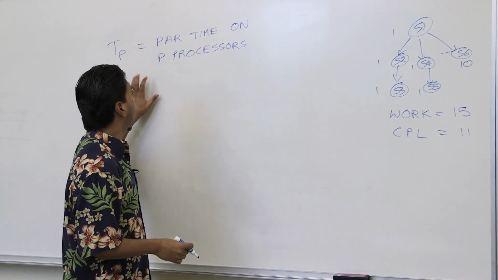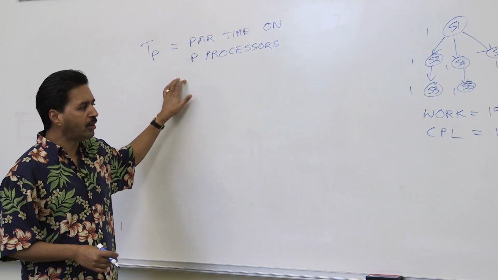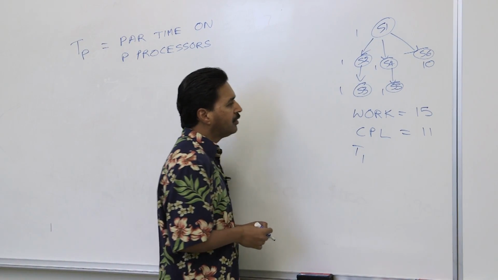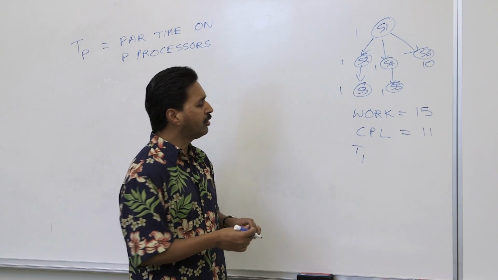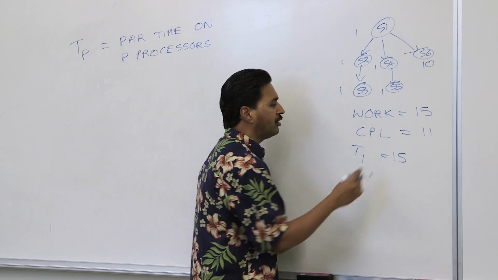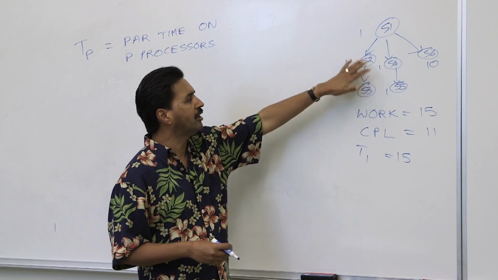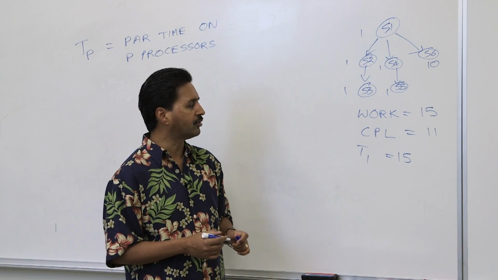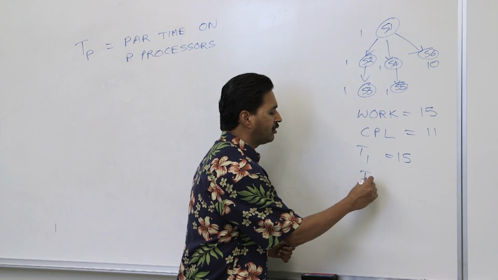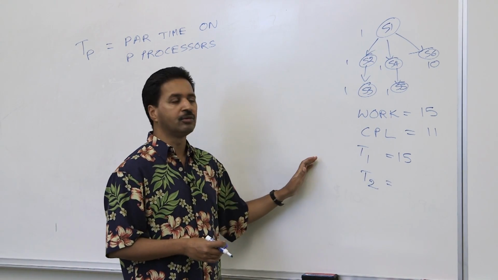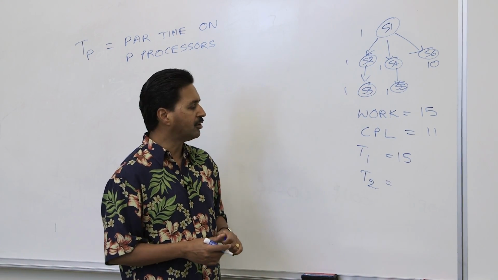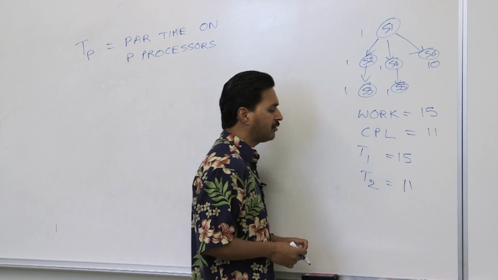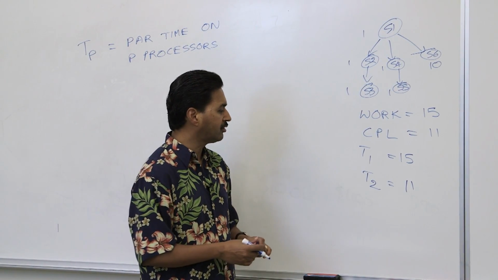Now, looking at this definition, what's the execution time of this graph on one processor when p equals 1? Well, the total execution time has to be 15, because even though it has a choice as to the order in which it can execute these statements, it has to go through all the statements, and it will take 15 units of time. For two processors, we had earlier seen multiple schedules, one with time 11, one with time 13. So if we pick the one with time 11, we could get an execution time of 11 on two processors.